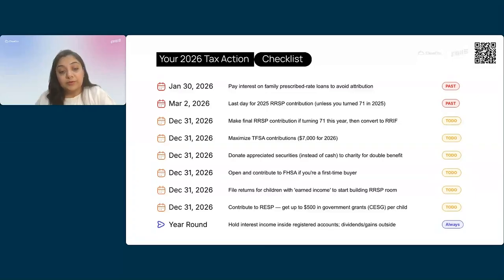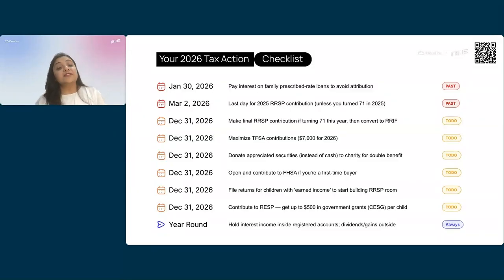Then again, consider donating appreciated securities instead of cash, which we already covered in the previous slide. This way you avoid paying capital gain tax on the increase in value while receiving a full donation tax credit. Next is again considering opening an FHSA. If you are a first-time home buyer, this account gives you the best of both worlds, with a tax deduction on contributions like RRSP and tax-free withdrawals like TFSA when used for a home.